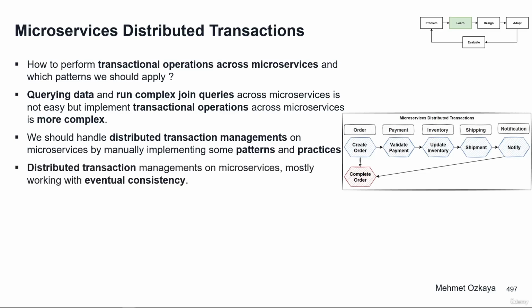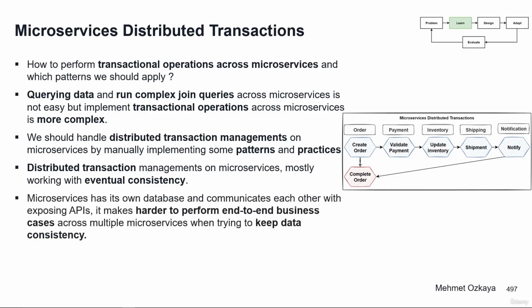Normally, in monolithic architectures, we have a single database and manage transactions with ACID principles at the database level, which provides strong consistency. But when it comes to distributed microservices, we are mostly working with eventual consistency. Since each microservice has its own database and communicates with the others by exposing APIs, it is harder to perform end-to-end business cases across multiple microservices while trying to keep data consistent. So how do we achieve consistency across multiple microservices?